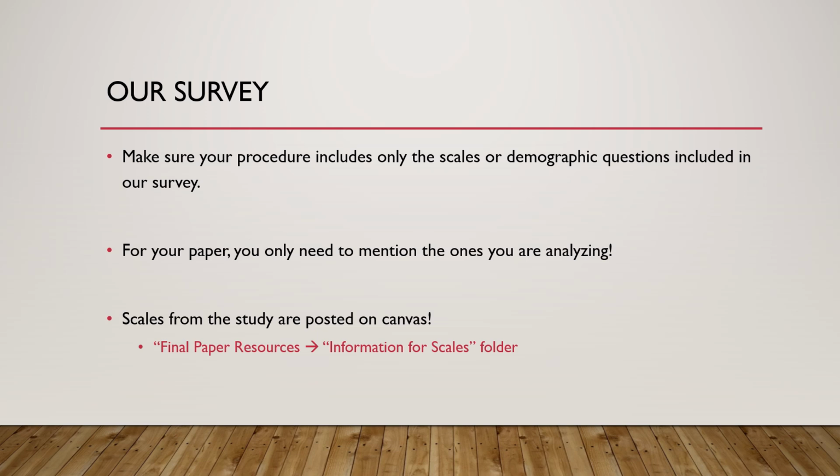The only exception to this is for demographics. Even if you're not using age or race as a variable, you still need to provide that information about your participants. All of the information for the scales from our study are posted on Canvas. You can find them under the final paper resources, information for scales folder. There's also a document for a description of the scales and all the variables.